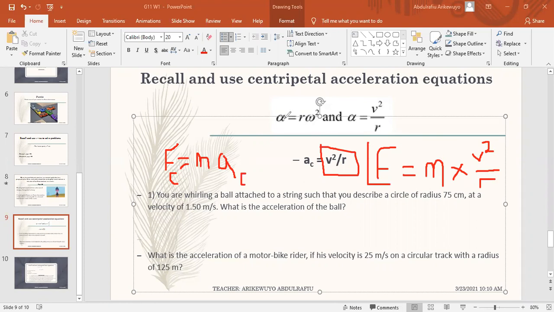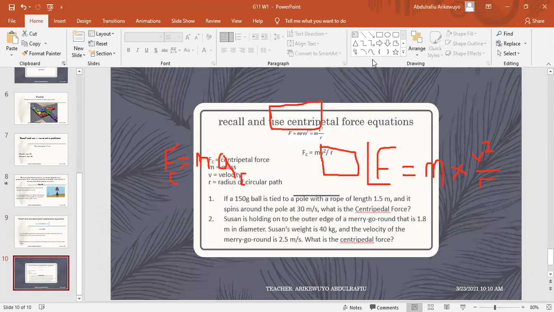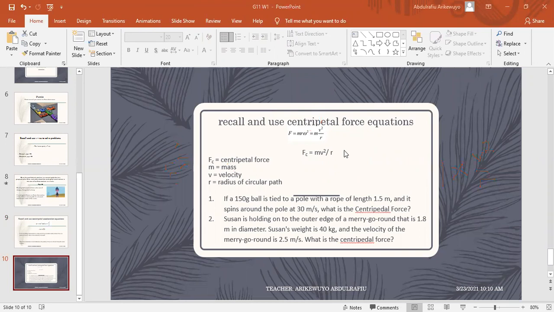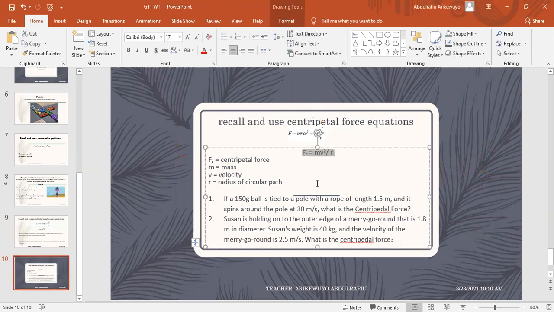Now, remember I told you that centripetal acceleration has more than one formula. This is one of them. You'll see this later also, but just know that it is not only one, it's more than one. So let's go to the last slide and see if we can solve the questions there. This one is talking about centripetal force. Can you see the formula now? mv squared over r. The Fc is centripetal force, m is mass, v is velocity, r is radius.